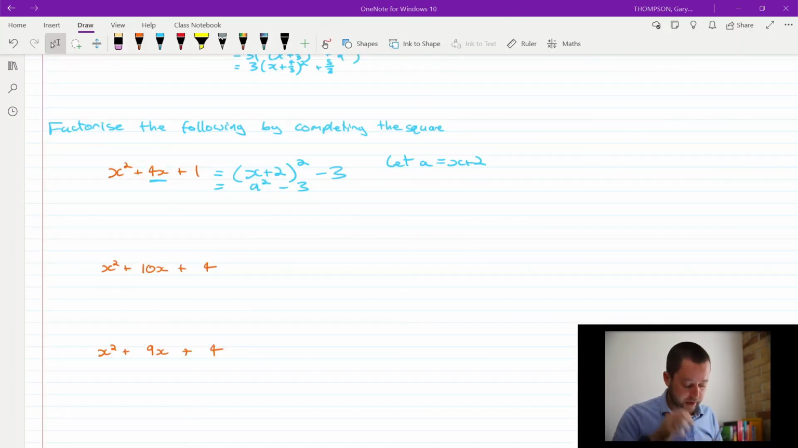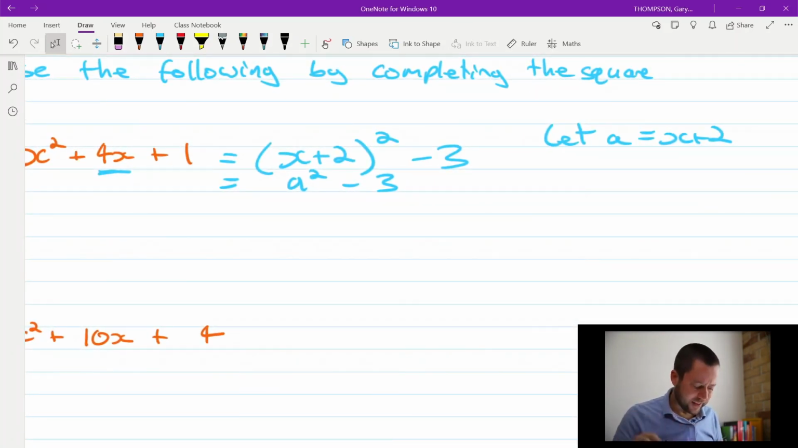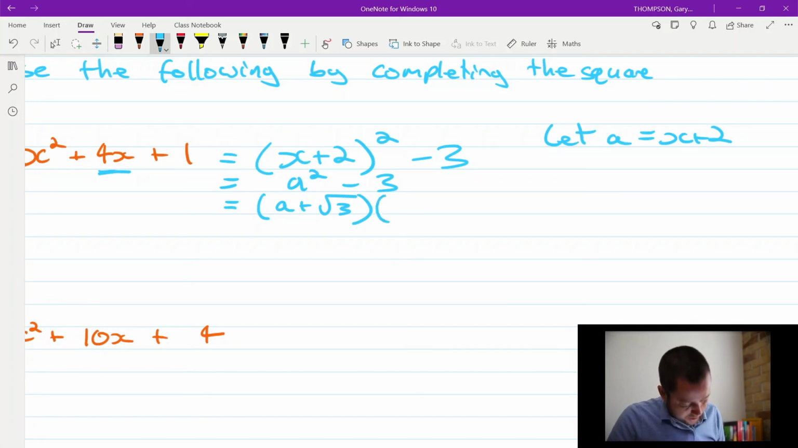So I was just saying, it's going to be the first value minus the square root of the other value. Now this is actually not the simplest one. I probably should have come up with an easier problem. So this one you would probably have to have resolved using the quadratic formula if you weren't using completing the square. But this will work out as a plus the square root of 3 times a minus the square root of 3.